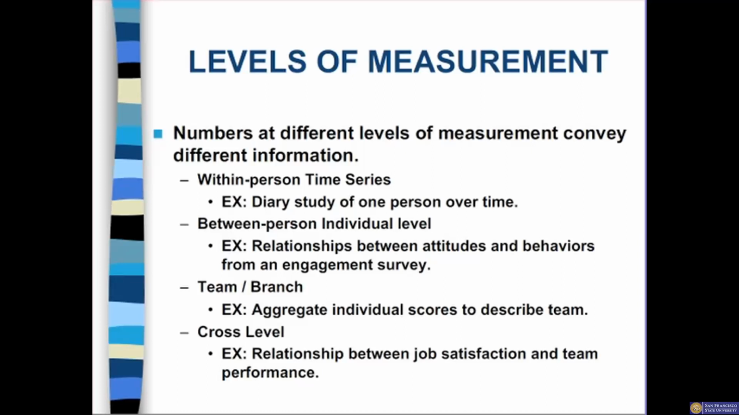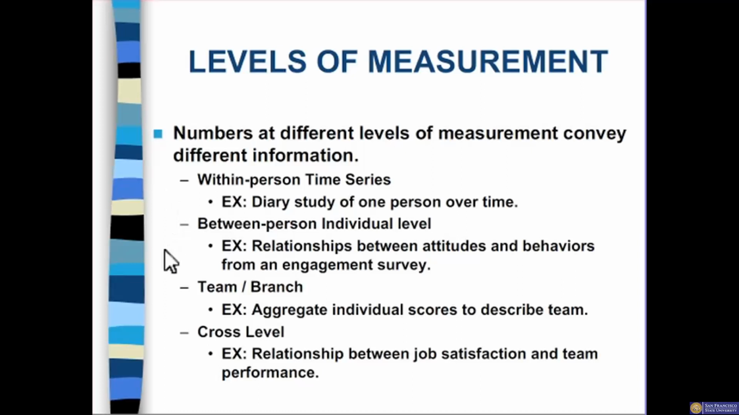One thing to keep in mind is that there are different levels of measurement. What I mean is that numbers at different levels, in terms of what a concept means, can convey different types of information. Some examples here to help illustrate what levels could be. A level could be data that is describing a within person characteristic, something that's happening within one person over time. This is often going to be measured through things like a diary study where somebody's putting in multiple entries.